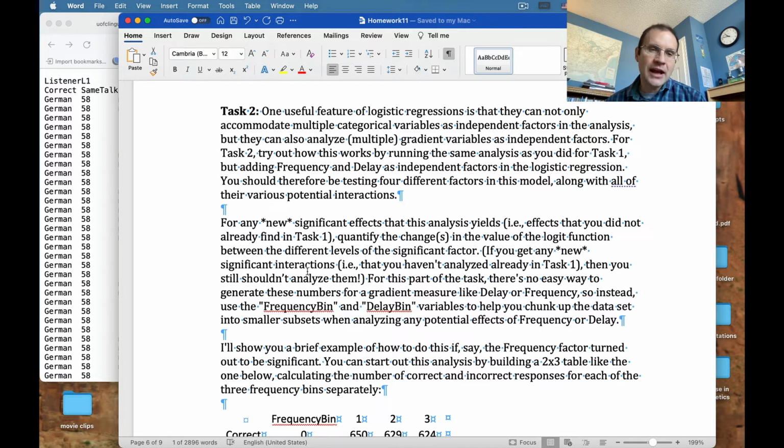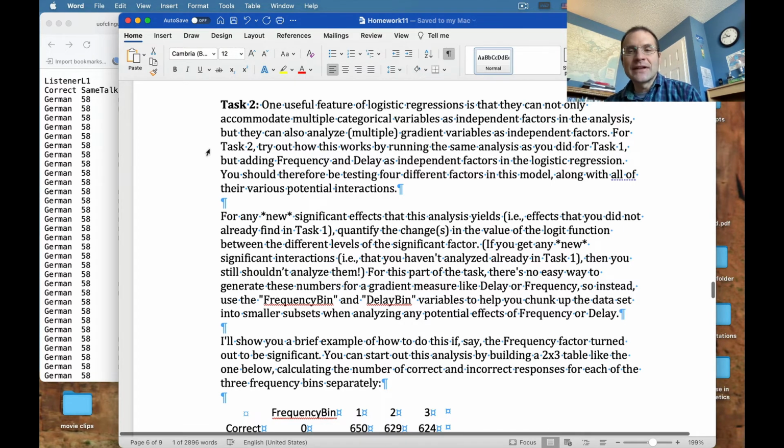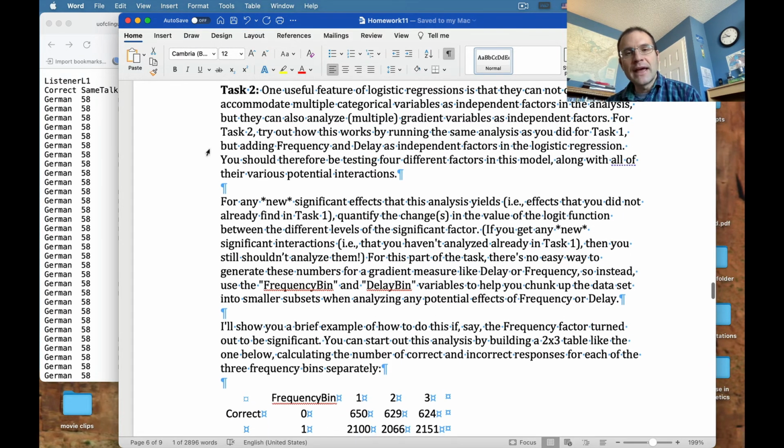is looking at different kinds of explanatory factors. So one useful feature of logistic regressions is that they can not only accommodate multiple categorical variables as independent factors in the analysis, but they can also analyze multiple gradient variables as independent factors too. So that's fun. And it's kind of like running a linear regression on top of a logistic regression, sort of, or mixing the two. So for task 2, we're going to try out how this works by running the same analysis as you did for task 1, but adding frequency and delay as independent factors in the logistic regression.